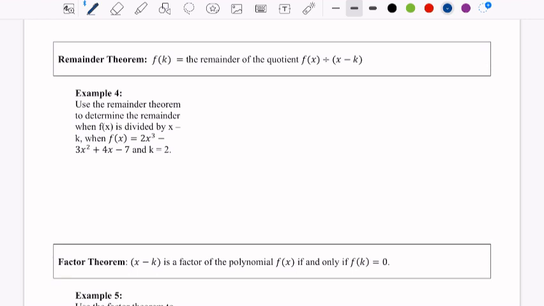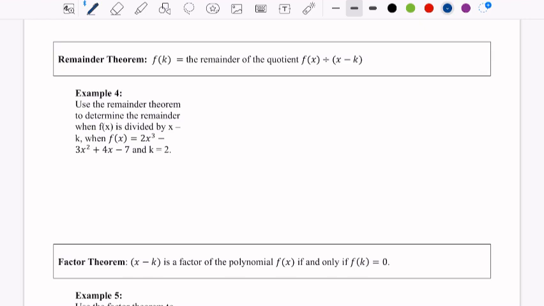The remainder theorem says that f of k is the remainder of the quotient f of x divided by x minus k. We're going to use synthetic division to determine this, and then we're going to talk about what this remainder theorem is really telling us. So in this example, we're going to use the remainder theorem to determine the remainder when f of x is divided by x minus k, when f of x is equal to 2x cubed minus 3x squared plus 4x minus 7, and k is equal to 2.